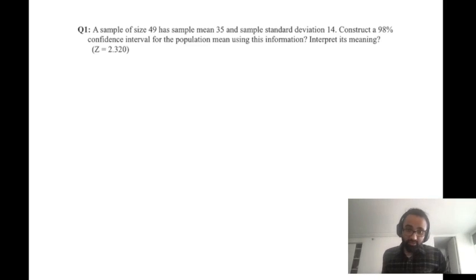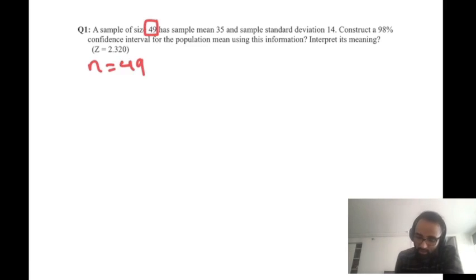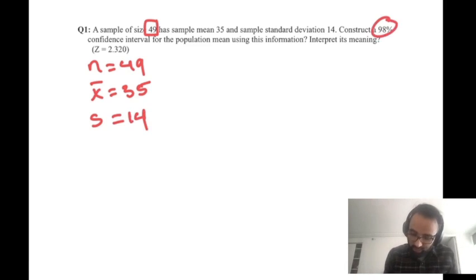So the problem that we have here is a sample size of 49. So we have n essentially is 49. And then the sample mean we have is 35, so x bar is 35. And then the standard deviation is 14. All right, so that's the information that we know. And we want to construct a 98% confidence interval.